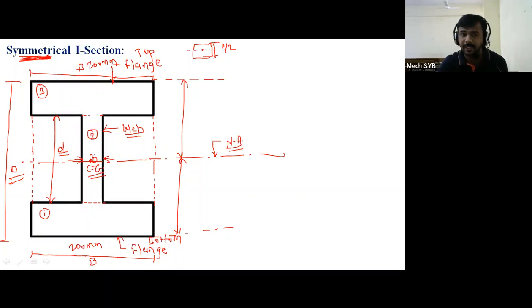But if you check the dimensions of the section above the neutral axis and the dimensions of the section below the neutral axis, both are the same. Therefore, this CG is concentrated at the center and it is symmetrical about the x-axis. Then what will be the CG distance from the top side and the bottom side? Capital D divided by 2. So this will be your y bar. Getting? This will be your y bar.